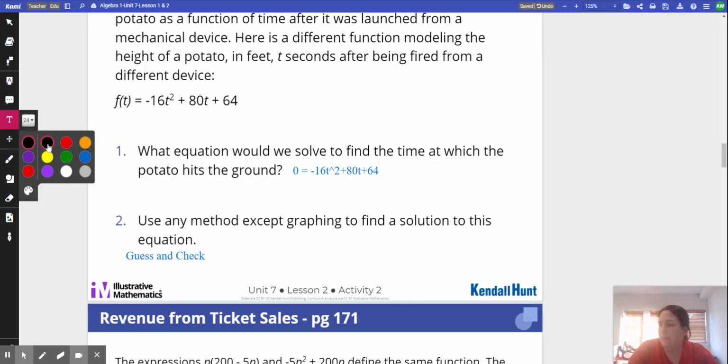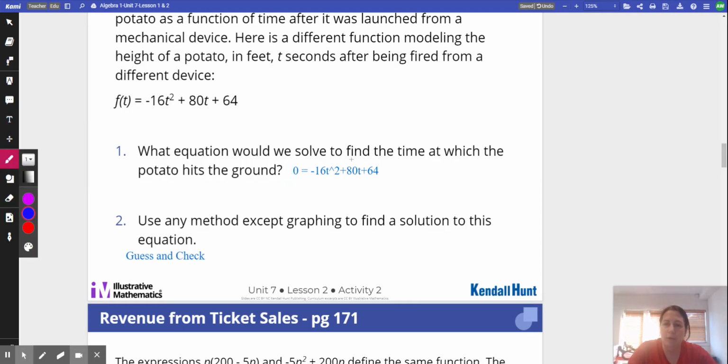All right, here's what I would do. First, I noticed that 16 goes into all 3 of these terms, so I might simplify by dividing all 3 terms by negative 16. So I would get t squared minus 5t minus 4 equals 0.